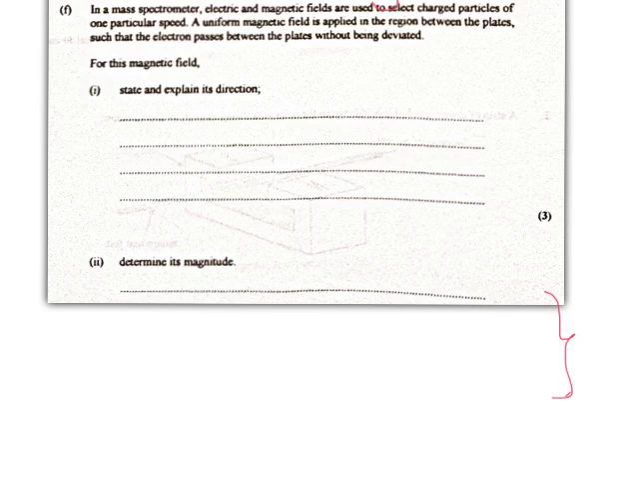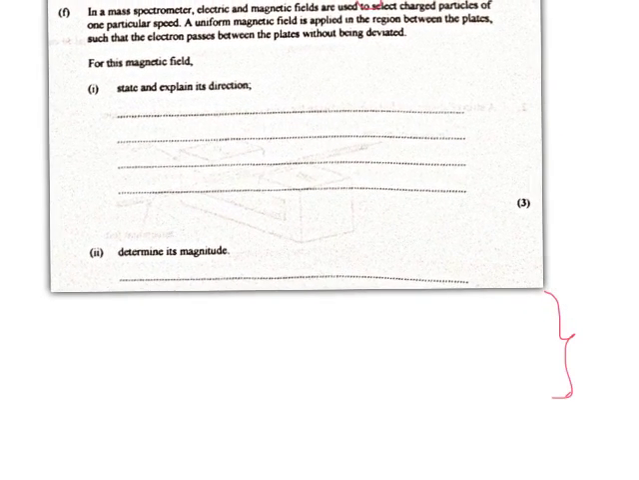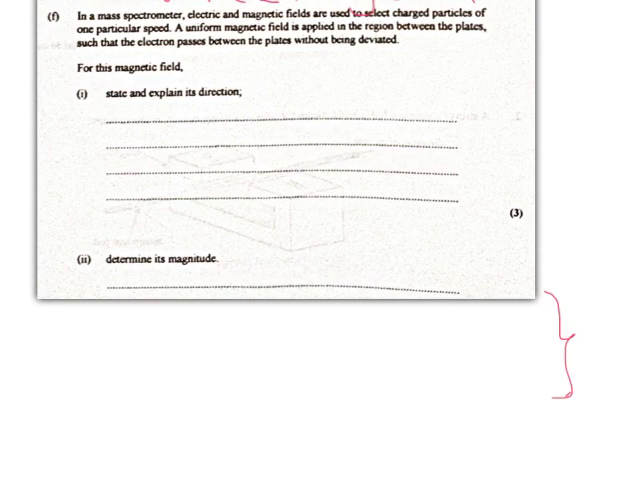So this question just keeps going on and on. Now they've made this even more complicated by adding a magnetic field. In a mass spectrometer, remember this is a machine that uses magnetic fields to separate particles. Electric and magnetic fields are used to select charged particles of one particular speed. A uniform magnetic field is applied in the region between the plates, such that an electron passes between the plates without being deviated. So let me draw that out because it's a bit of a strange situation.